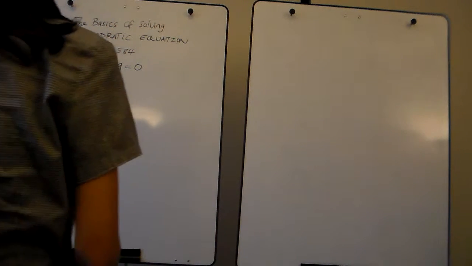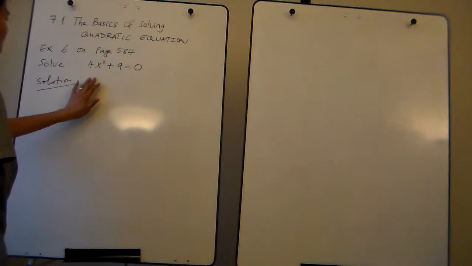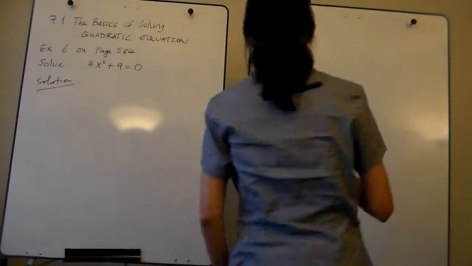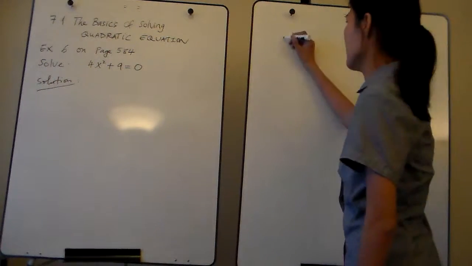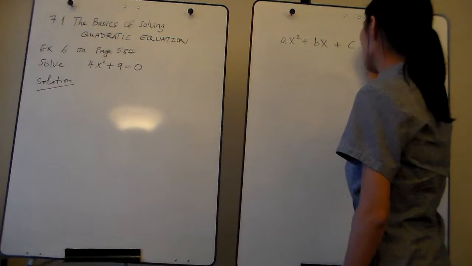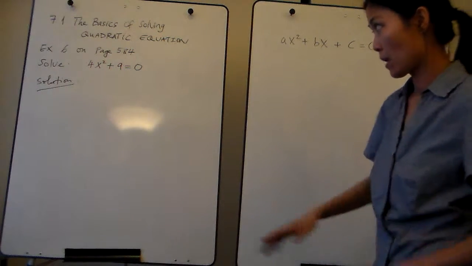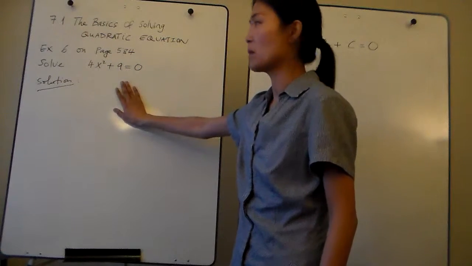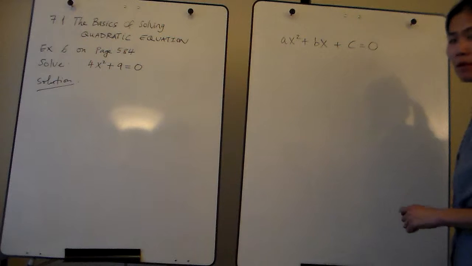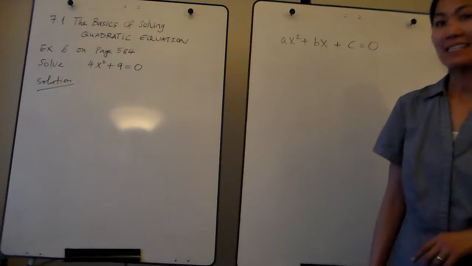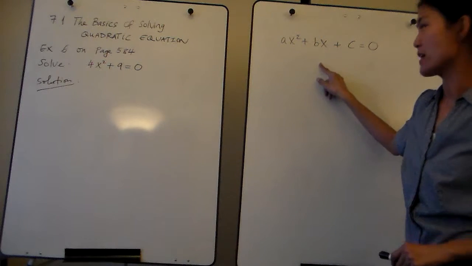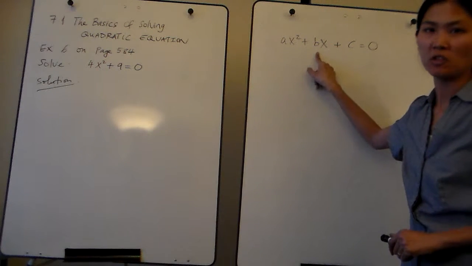Example 6 on page 584: solve the equation 4x squared plus 9 equals 0. The standard form for a quadratic equation is ax squared plus bx plus c equals 0. What we got is also a quadratic equation in standard form. It's just that you don't see the term with the x because the coefficient b is equal to 0.